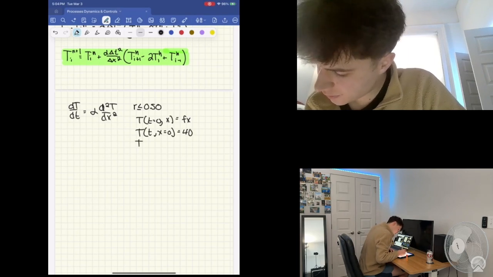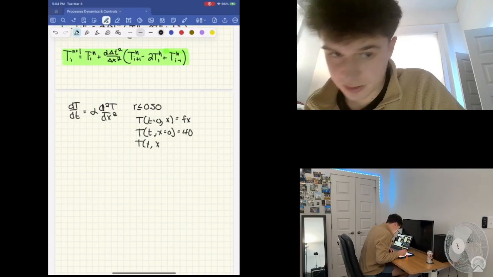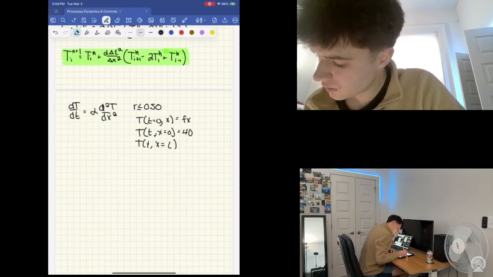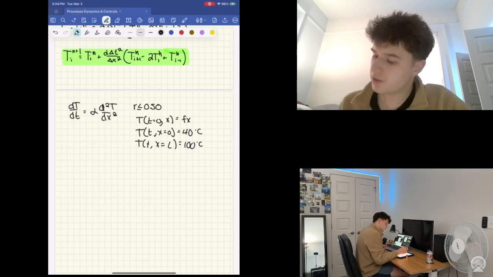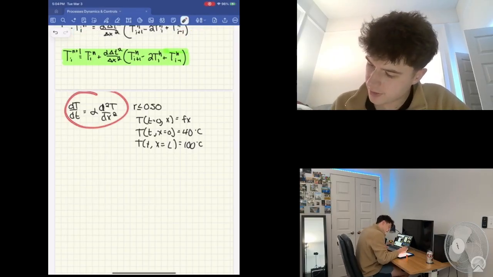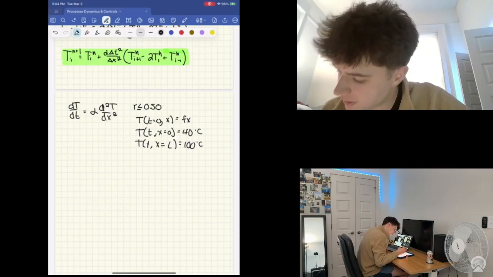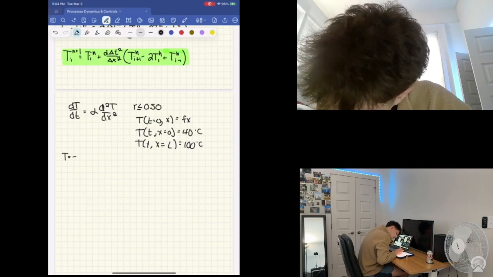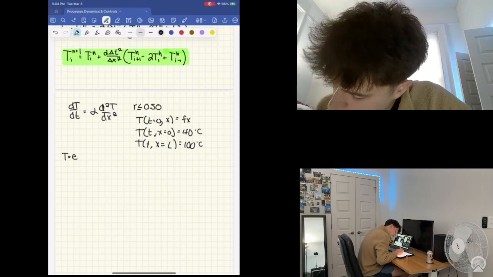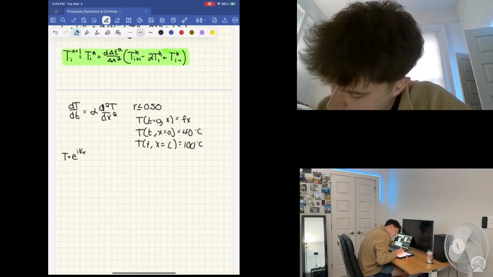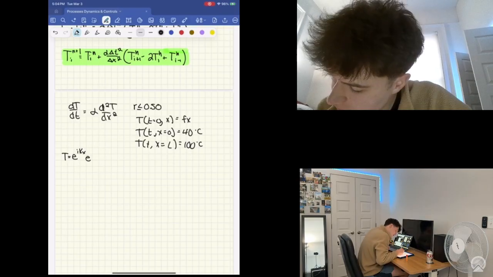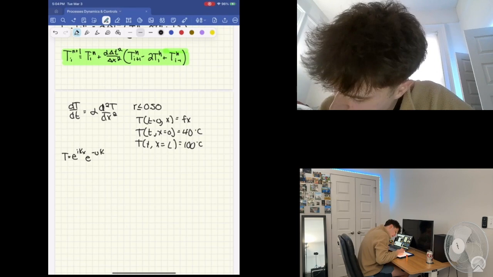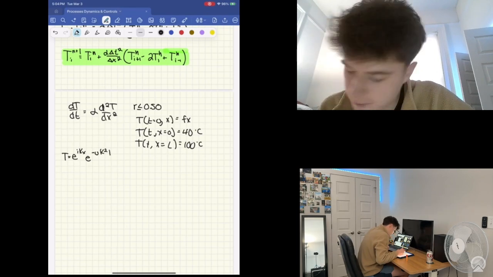And the temperature at T x equals 100 Celsius. Now, we're going to start out by rewriting this equation into a form with exponentials, which is written as the temperature equals e to the power i k x times e to the power negative alpha k squared t, temperature.